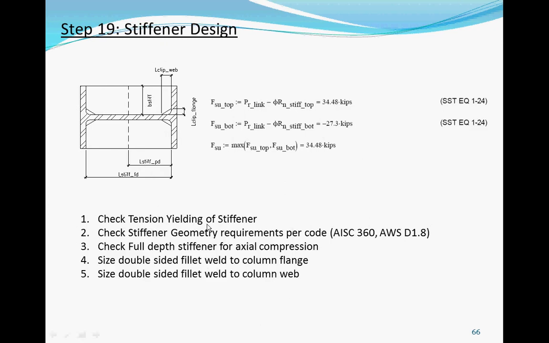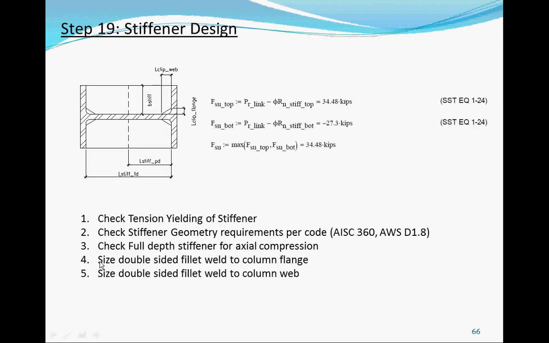So check tension yielding of the stiffener. So for design of stiffener, these are the steps. Check tension yielding of stiffener. Check stiffener geometry requirements. The geometry is typically given by the code. And then if it's a full depth stiffener, then we have to check for axial compression. After you have the geometry of the stiffener, then you size the welds to the column flange, on either side, or just one side for one-sided connection, and the column web. So those are the different steps. So 1, 2, 3, 4, 5.